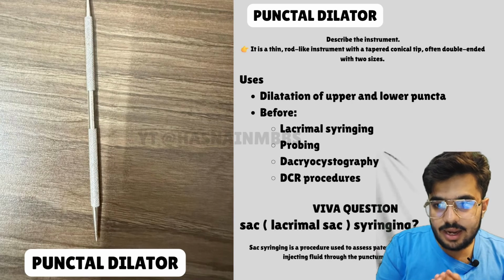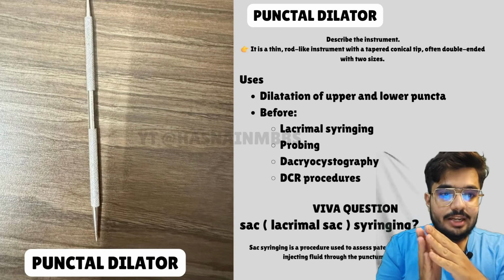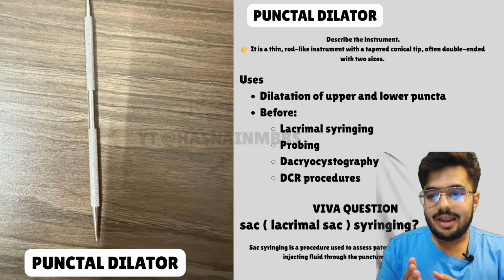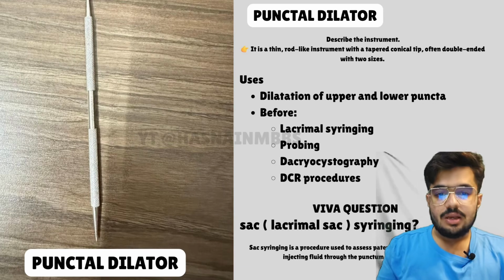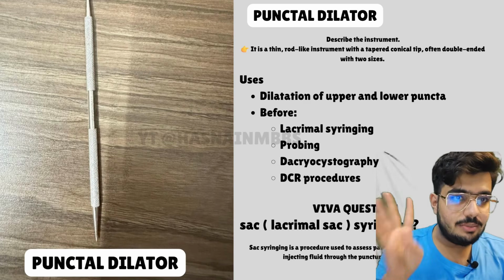So this is our punctal dilator. It is conical, like a taper. It has a conical tapering tip, often double-ended, with two different sizes. It is used in lacrimal syringing, probing, cystography and the DCR procedure.